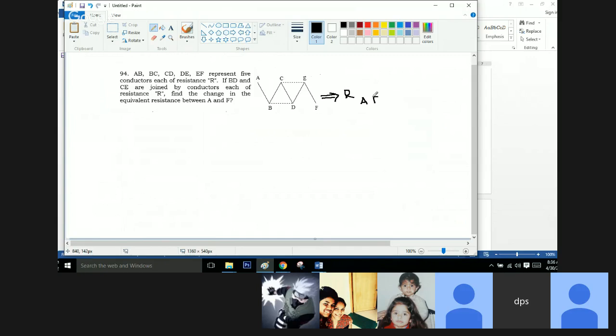They are saying that totally there are 5 resistors. It should be series, no? R plus R plus R plus R plus R, because totally 5 resistors are there. We know the answer is 5R. Now when they are connected like this, with resistance R, I will draw the same picture.